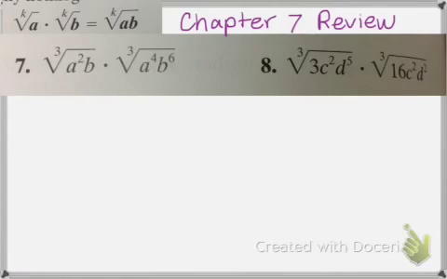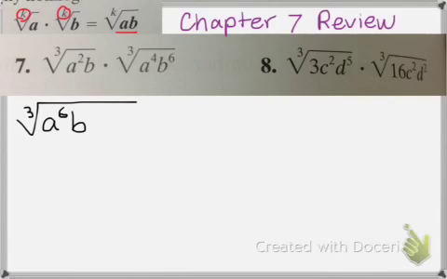So the thing to know about multiplying radicals is that your index needs to be the same. And if your index is the same, all you have to do is multiply your radicands. So for number 7, since it's the same index, I'm going to multiply the insides and I get a to the 6th, b to the 7th. And now I need to simplify.